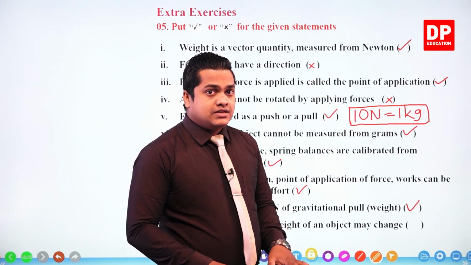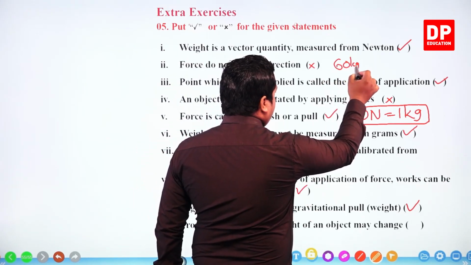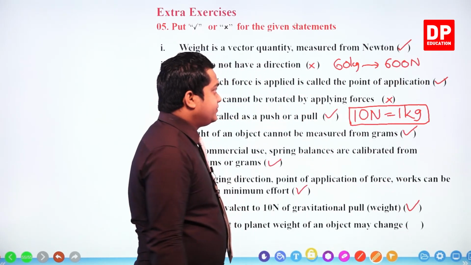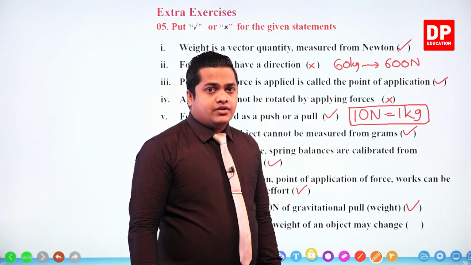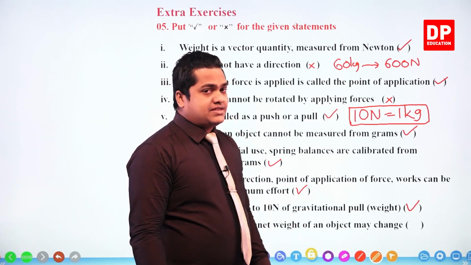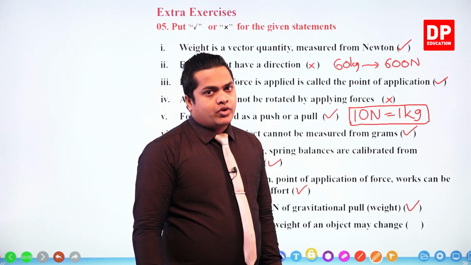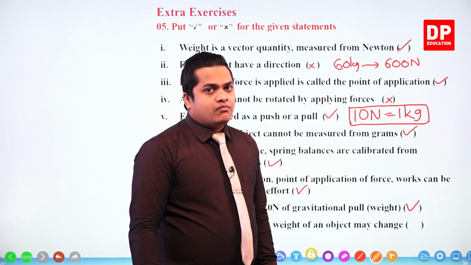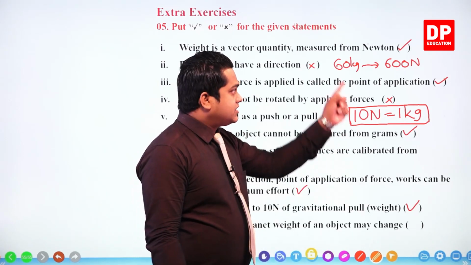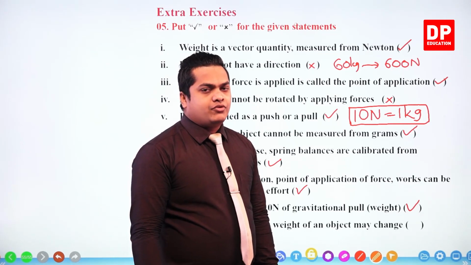So at the surface of the Earth, if a person has a mass of about 60 kilograms, then he is showing 600 newton of a force, the gravitational pull. However, if the same person is on the moon, his weight would be just 100 newton, because I told you that the moon has just 1/6 of the Earth's gravity. So 600 divided by 6, or 600 multiplied by 1/6, is only 100 newton.